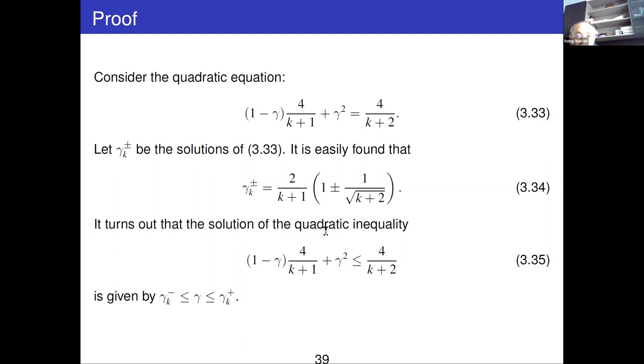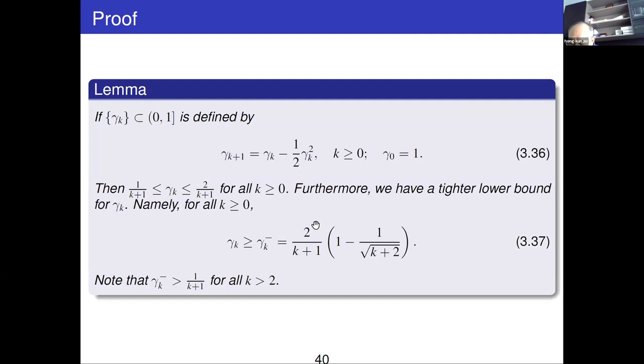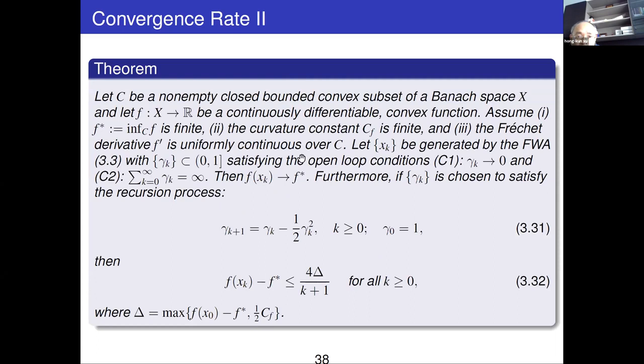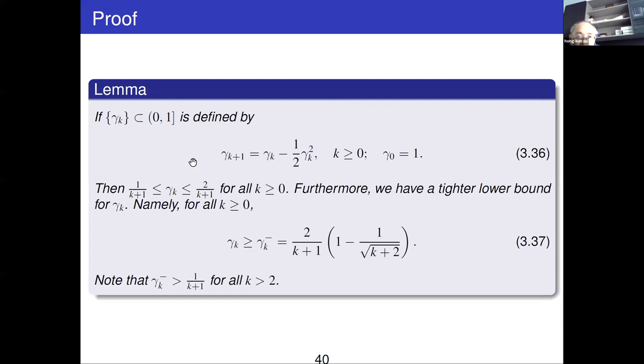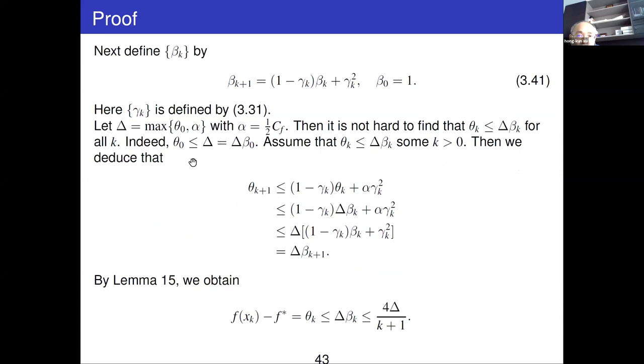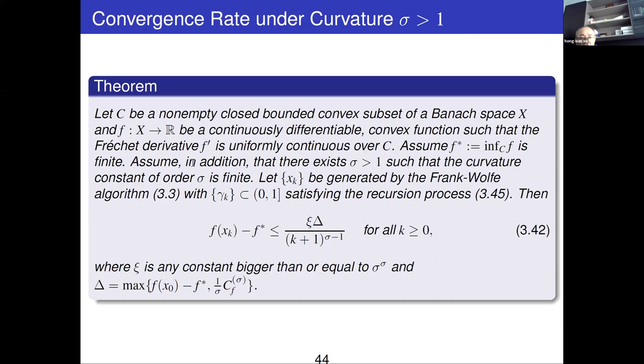But let me show you my result. This is proved by me, in a Banach space. I also use here the derivative uniformly continuous, not necessarily Lipschitz continuous. I'm going to skip the proof because I want to show you this result: a slight generalization to the more general curvature constant of order sigma.